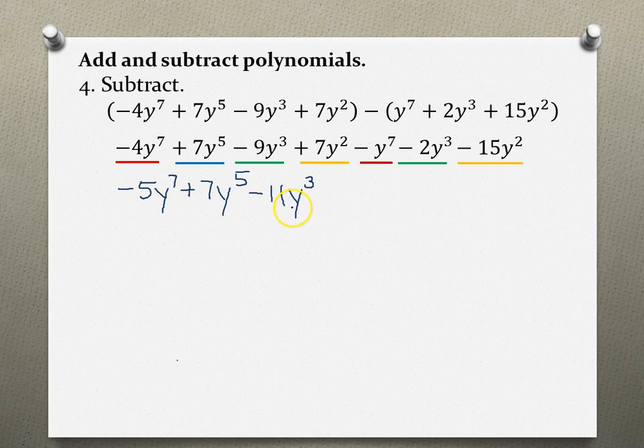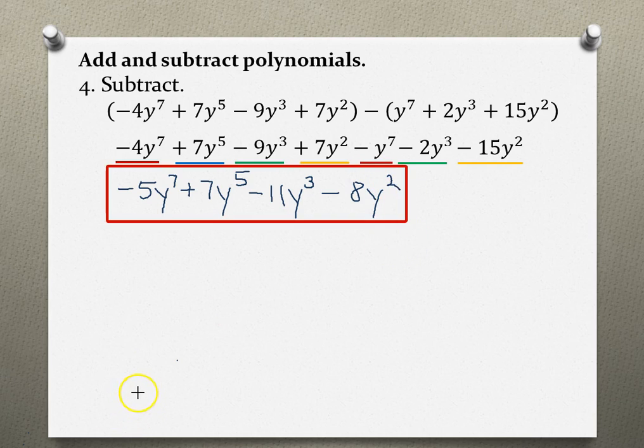Y squared, and there's another y squared, so adding the coefficients together, and this time we have opposite signs, which means we always subtract the smaller number from the larger number and keep the sign of the larger number. In this case, the larger number is 15, which has a negative sign, so I know my answer is going to be negative. And then 15 minus 7, so subtracting, gives me 8. The variable and the power stay the same.